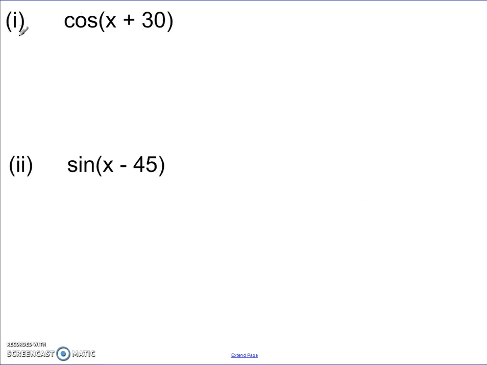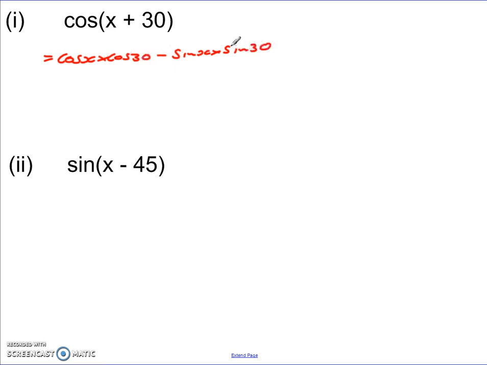So we have to expand these using our cos of a plus b, cos of a minus b, sin of a plus b, and sin of a minus b expressions. Now, cos of x plus 30 is the same as a cos of a plus b one. So remember for that, it's cos a cos b minus sin a sin b. So in this case, that would be cos x times cos 30, take away sin x times sin 30.